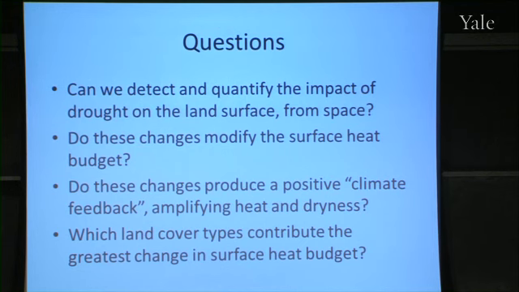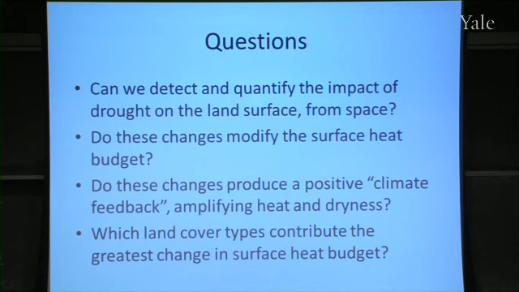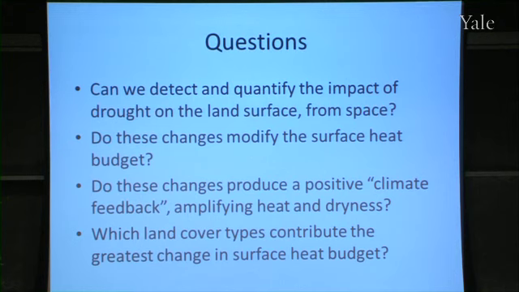So these are the questions we want to ask from it then. Can we detect and quantify the impact of the drought on land surface using this spaceborne technology? Do these changes modify the heat budget of the surface? Do they produce a positive or a negative climate feedback? And which land covers, which particular land cover types contribute the greatest change in that climate feedback?